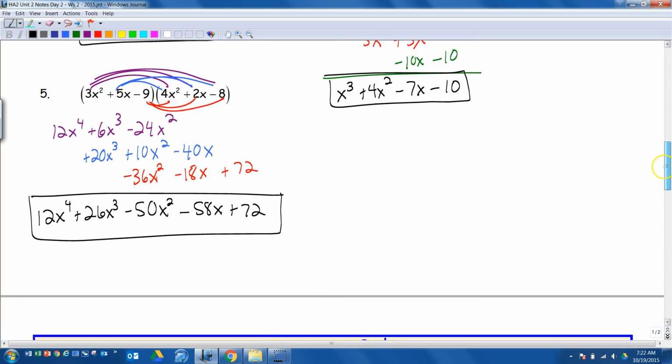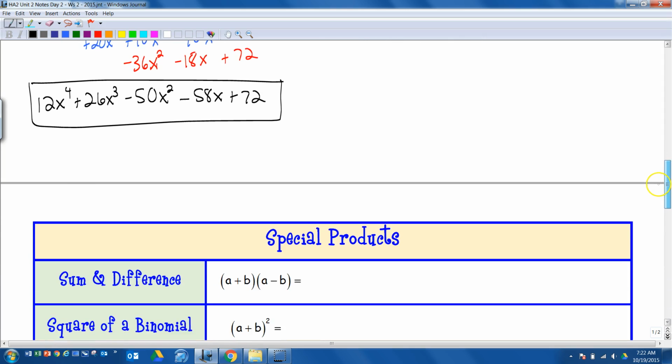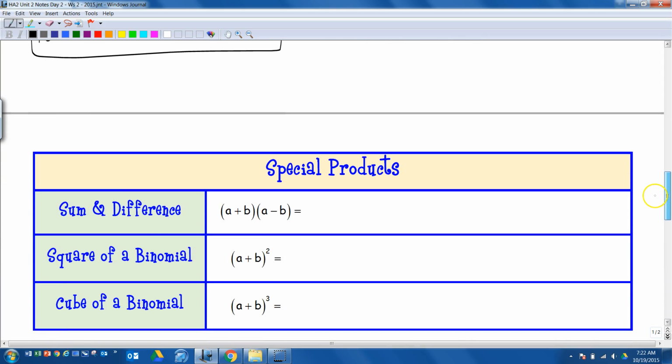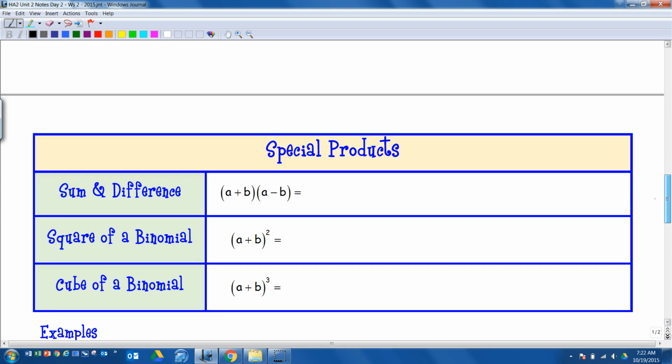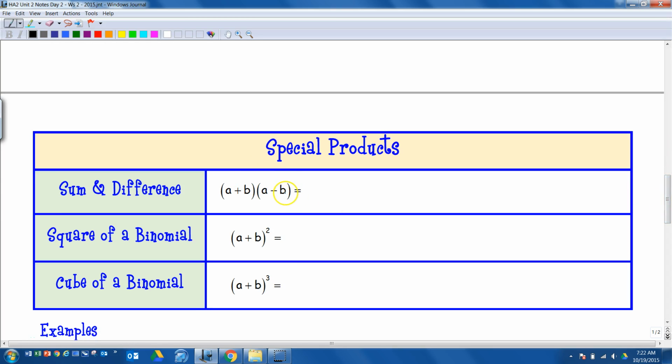Alright, so let's go on the back. There's a few little special products. We've talked about this in many forms. This is the pattern that this is factored from the difference of squares, right? They're also conjugates. Remember we called these conjugates in the last unit? Which means that when you're done with this, you should just have a squared minus b squared. That's the difference of squares.